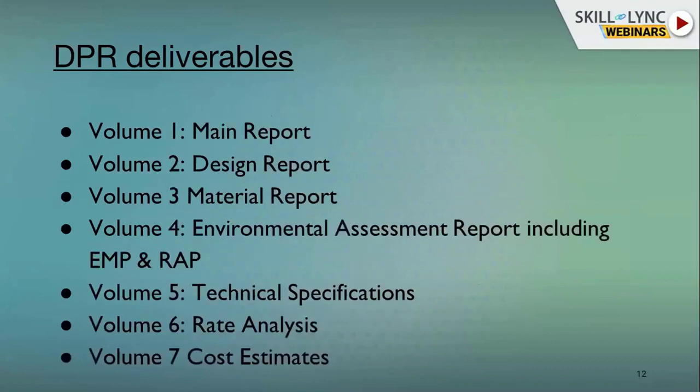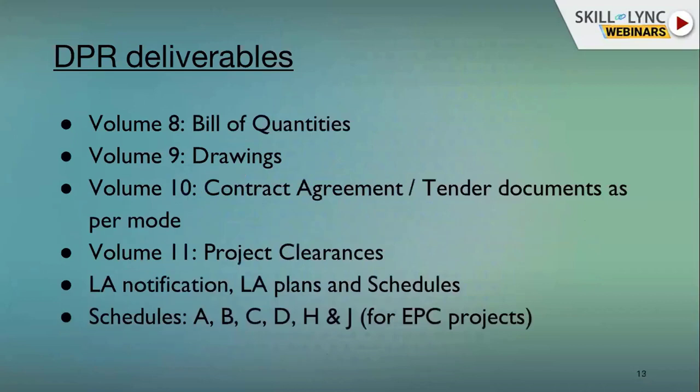So main volume, design report, material report, environmental assessment, including EMP and RAP. EMP means environmental management plan, and rehabilitation action plan. Volume 5 is specification, technical specification, rate analysis, cost estimates, bill of quantities. Volume 9 is drawings, 10 is contract agreement, tender documents. Then volume 11 is project clearances.